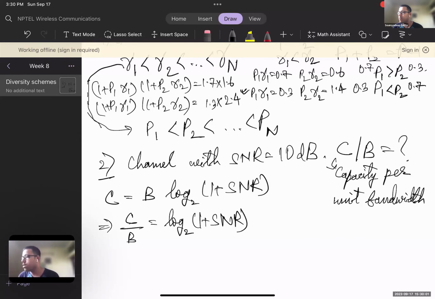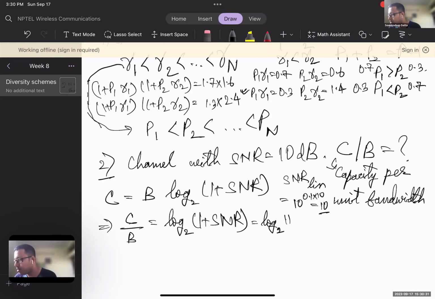The only thing you need to keep in mind is here SNR is in linear scale, and in your question you will typically be given it in dB scale. So SNR in linear scale you have to find out. In case of 10 dB it is fine, right? 10 dB is 10 to the power 0.1 times 10, so this comes out to be 10 again. And so you can just put in, and this will come to be log of 11 to the base 2.